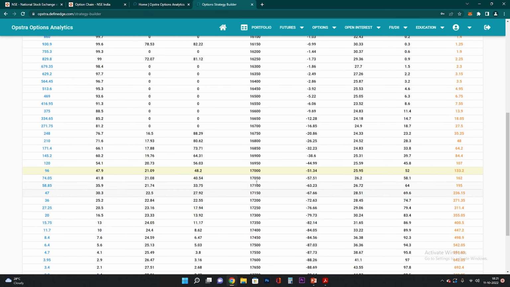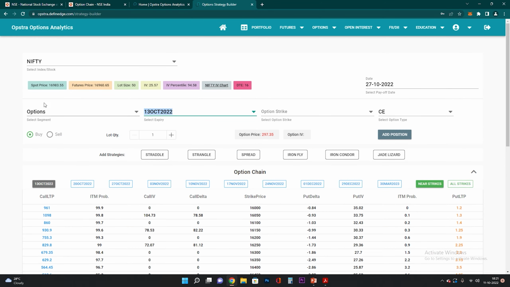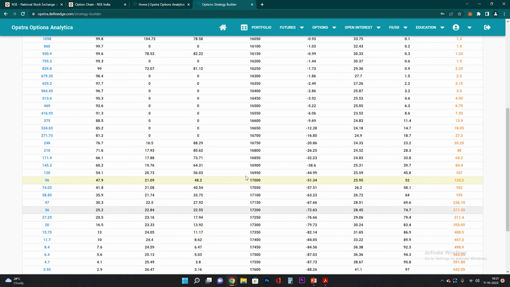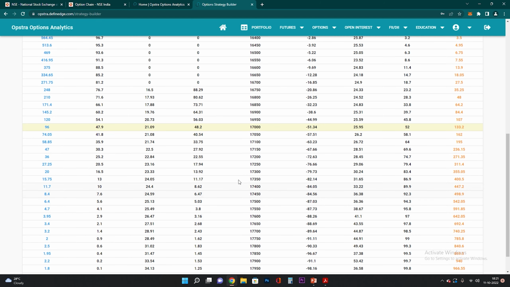Nifty current spot was around 17,000. You can see here the spot price is around 16,983. So 17,000 is the money, and the price was 96 rupees. I am expecting the market to go till 17,200 for the expiry, so I am choosing this strike option and I am buying.